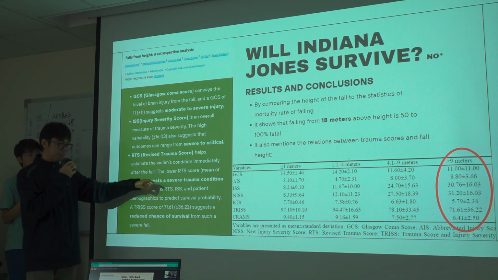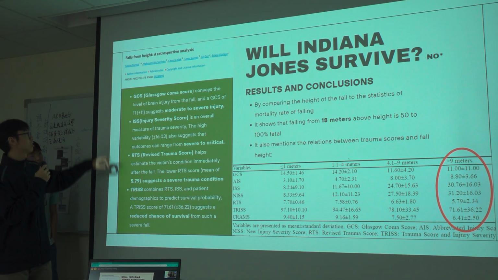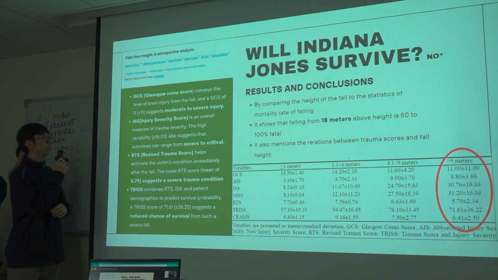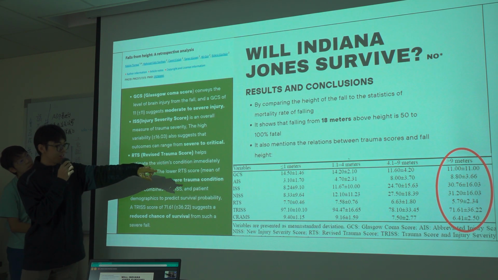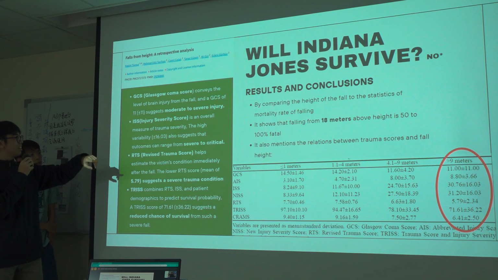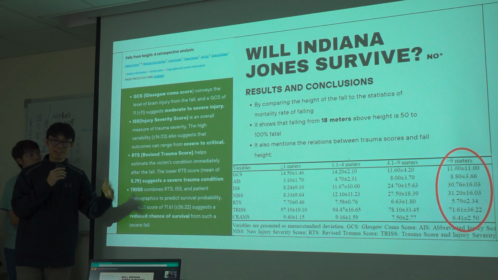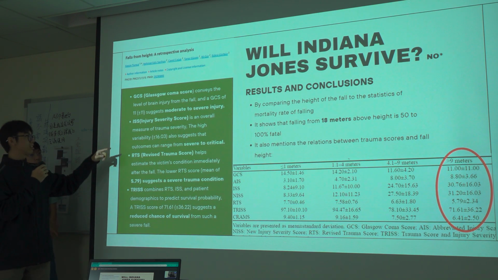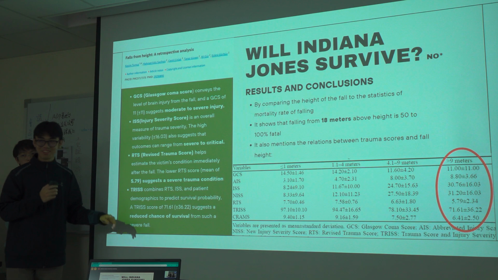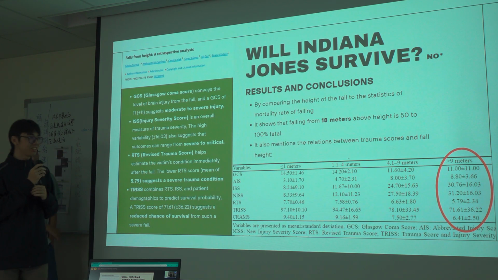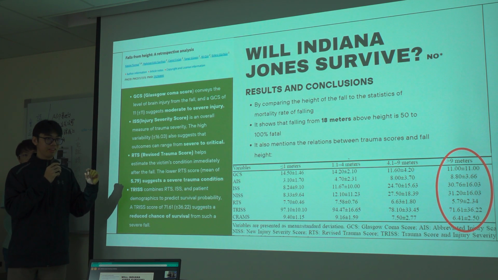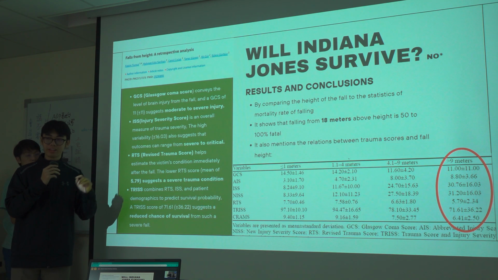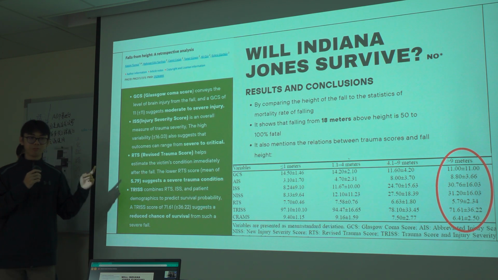I'll be explaining some of the notable variables, such as GCS, which is the Glasgow Coma Scale, which conveys the level of brain injury during a fall. It shows 11, which suggests moderate to severe injuries. And the ISS, yeah, so it's deadly. So in conclusion, Indiana Jones has a small chance of surviving, but they won't survive without any injuries. It's impossible. So they'll fall with certain injuries, as shown here.